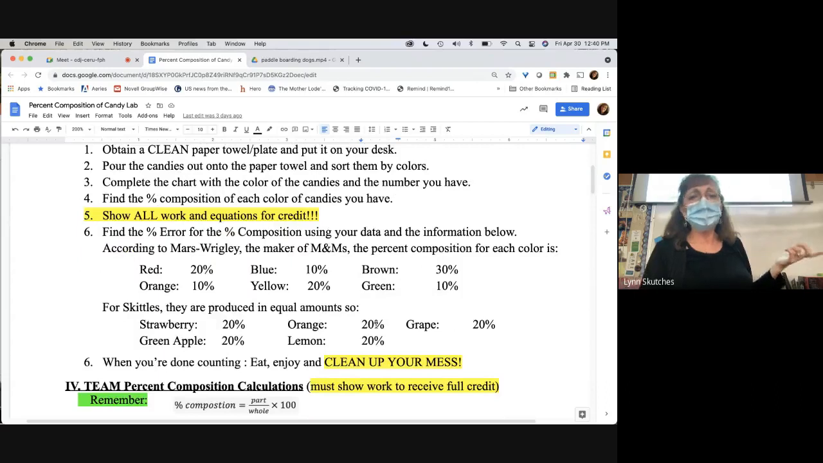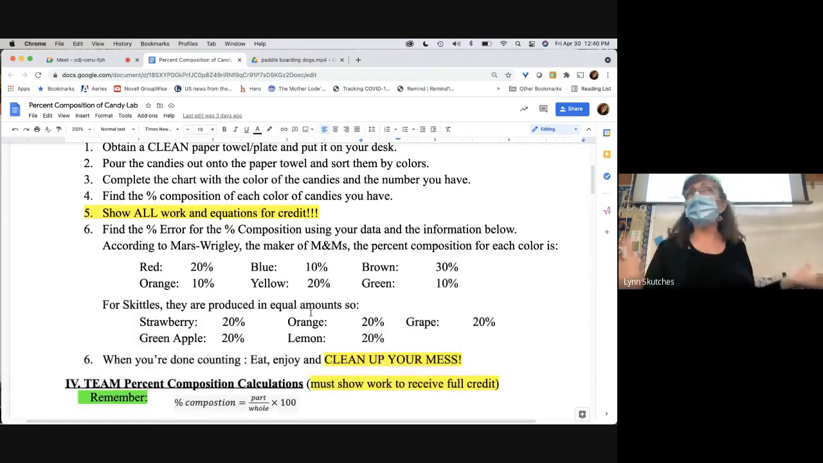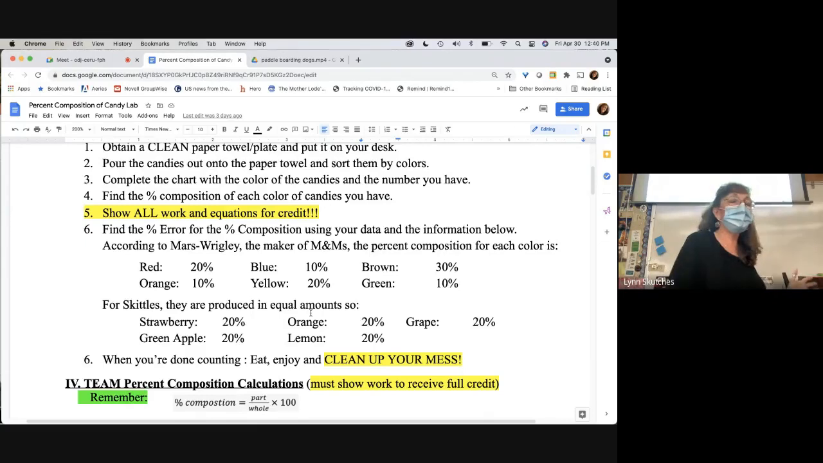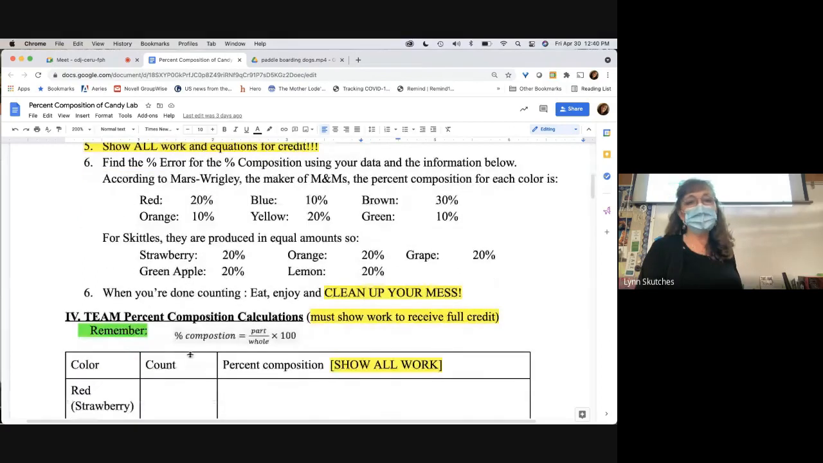The Skittles, on the other hand, are supposedly equal. All of the colors are supposed to be equally represented. So if you have 5 colors, 5 flavors, divided into 100, you get 20% is the expected distribution for those colors. So that's what we're working with today.